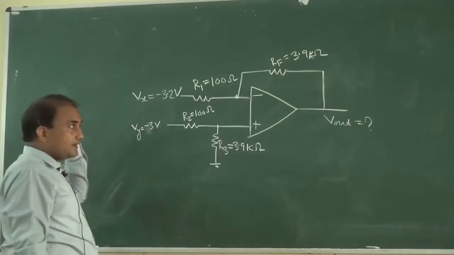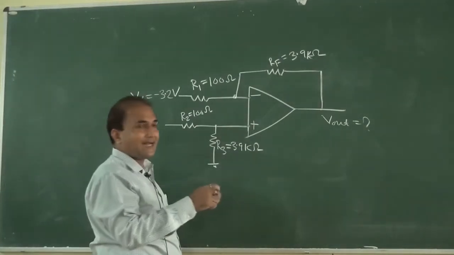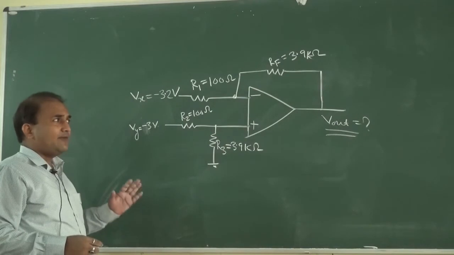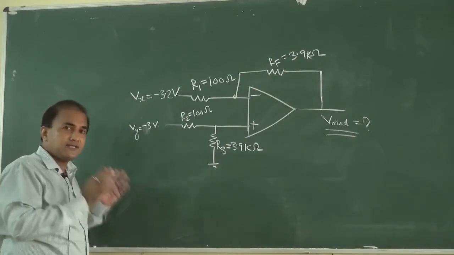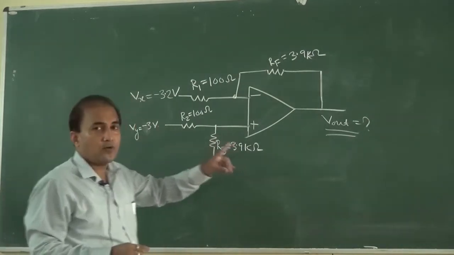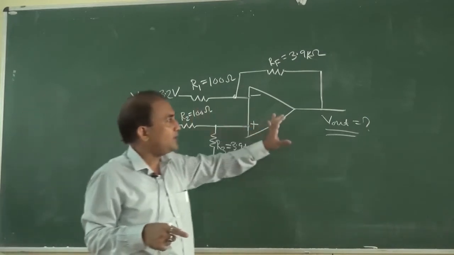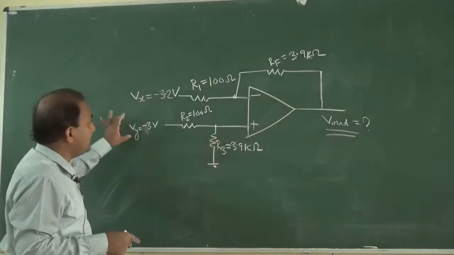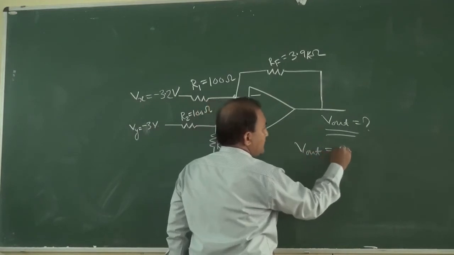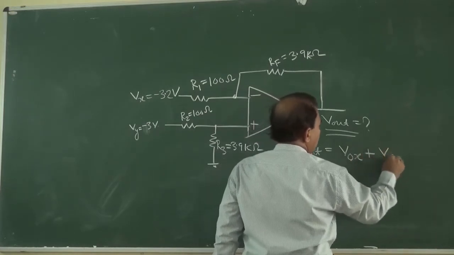Now we will see another example based on operational amplifier. For this circuit we have to determine V out. So how can we determine V out? We can determine V out again by using the superposition theorem. First of all we have to determine V output by considering Vx only, and in the second case by considering Vy only. So V output is equal to V output due to X plus V output due to Y.